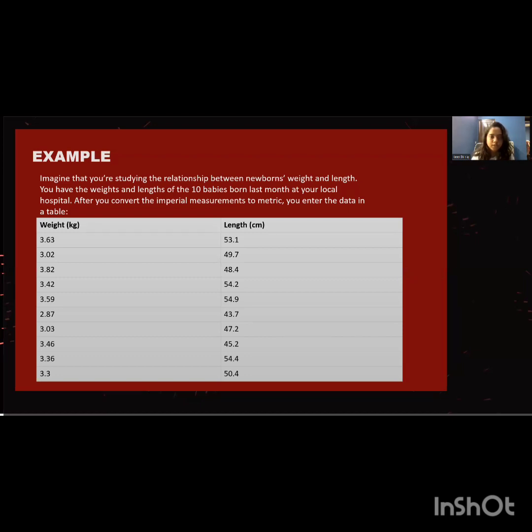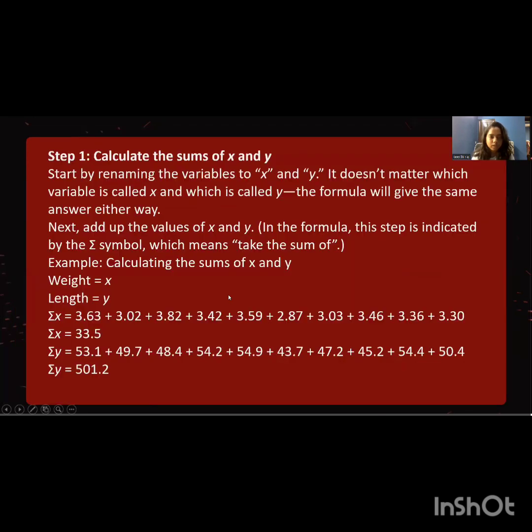Example. Imagine that you're studying the relationship between newborns' weight and length. You have the length and the weight of 10 babies born last month at the local hospital. After you convert the imperial measurements to metric, you enter the data in the table. So you have the weight and the length of 10 newborn babies. So calculate the sum of x and y. Start by renaming the variables to x and y. It does not matter which variable is called x and which is called y. The formula will give the same answer either way. Next, add up the values of x and y.